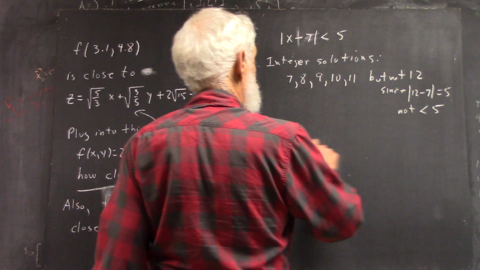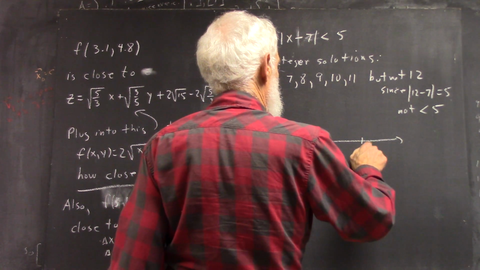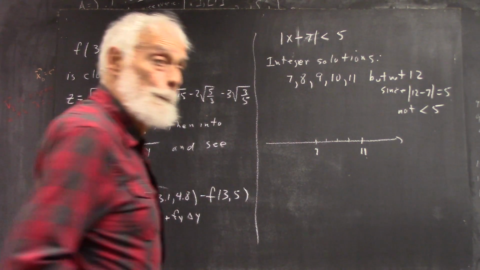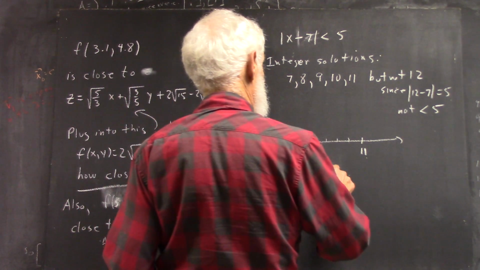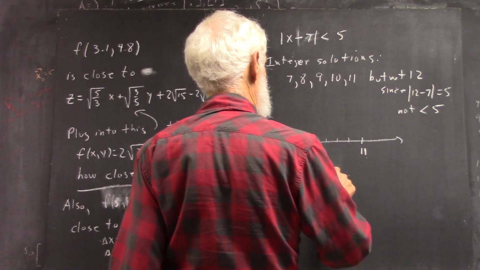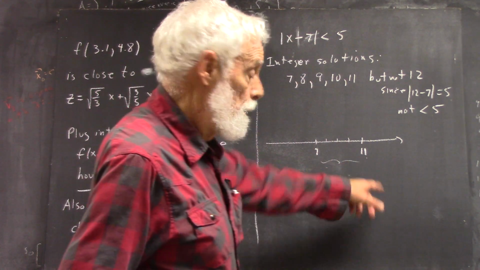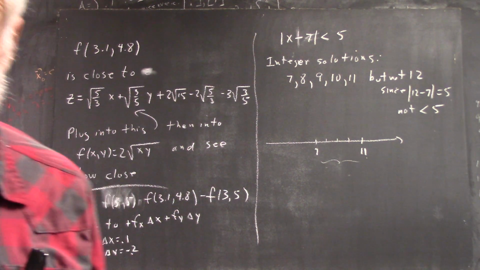So we could even draw a number line here. Let's see, we've got 7 up through 11. And of course there's 8, 9, and 10 in there, right? So these are all solutions. Okay, so every integer from here to here is a solution, right? Any other integers that are solutions?